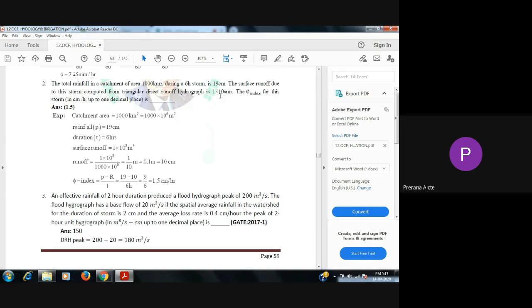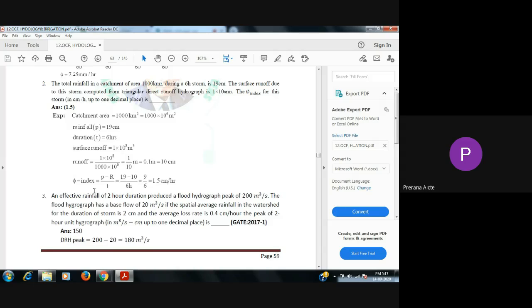So what is surface runoff? 1 into 10 power 8 cubic meter. Now what is runoff actually? That is total runoff divided by area, which gives runoff depth. Understand? So total runoff volume by catchment area gives meters. Here 1 into 10 power 8 by 1000 square kilometer and 10 power 6, that's around 1 by 10 meters, converted into 10 centimeters.